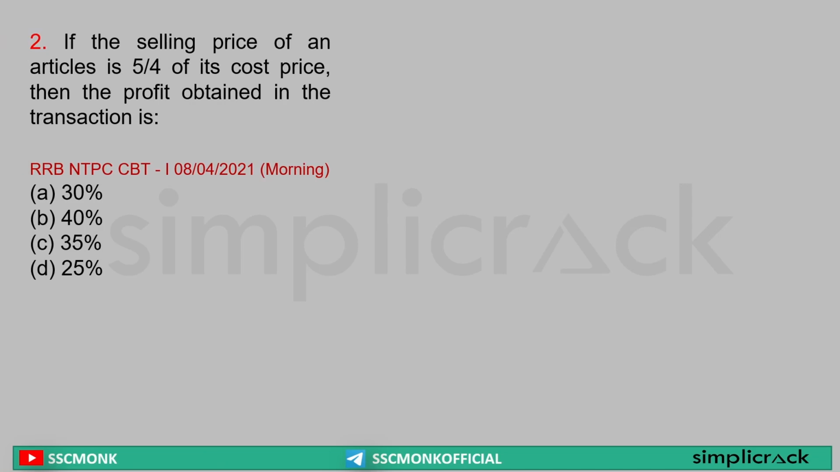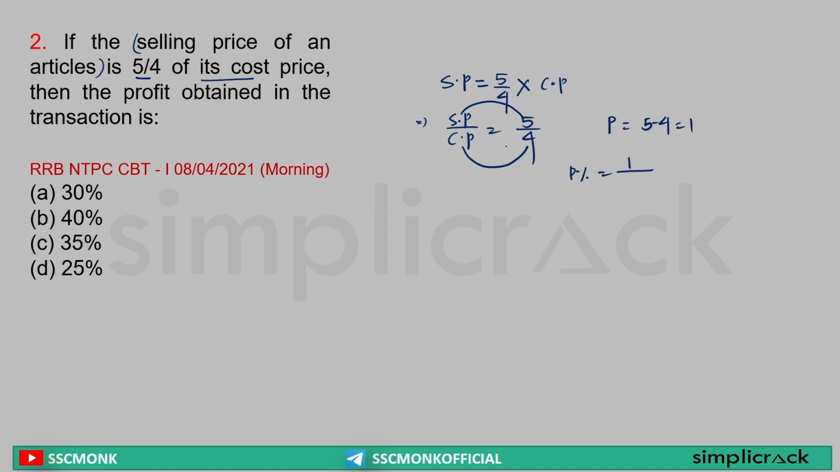Next. If the selling price of an article is 5 by 4 of its cost price, then the profit earned in the transaction. What is it saying? The selling price of an article is 5 by 4 of its cost price. Of means multiply. That means I can write selling price by cost price is equal to 5 by 4. So cost price 4, selling price 5. Profit is equal to 5 minus 4, 1. So profit percentage is equal to profit divided by cost price multiplied by 100%, which is equal to 25%. Option D. Sorted?